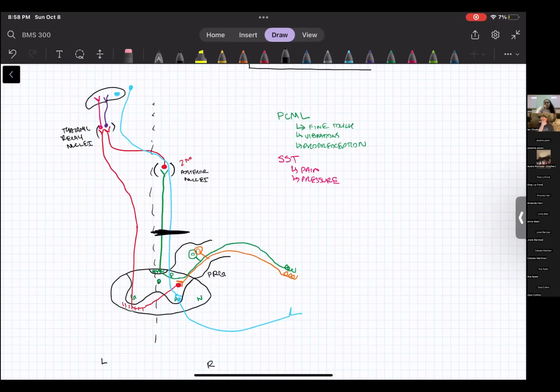So that upper motor neuron always crosses up in what we call the internal capsule, which is in the brain area. I don't actually know exactly where it's at. I think it's kind of by the thalamus, but it crosses over there and then comes down. So whatever side the lesion's on is where you're losing motor.